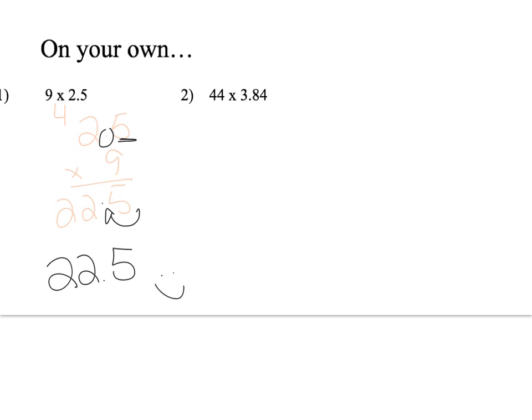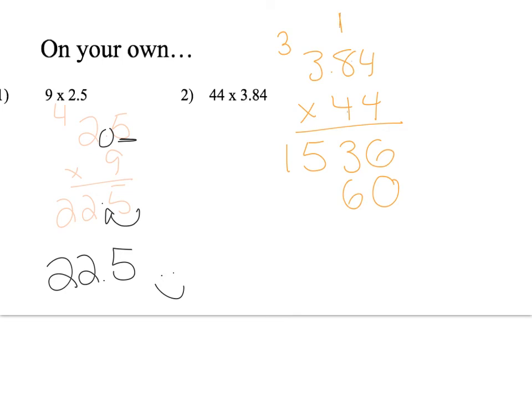Example 2, 44 times 3 and 84 hundredths. 4 times 4 is 16, carry 1. 4 times 8 is 32, plus 1 is 33, carry 3. 4 times 3 is 12, plus 3 is 15. Placeholder 0. Go through the same line. 4 times 4, 16. 4 times 8, 32, plus 1, 33. And 4 times 3 plus 3 will give me 15.